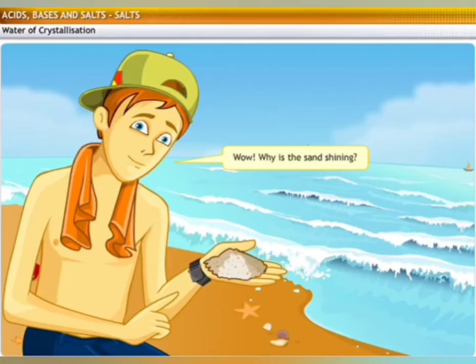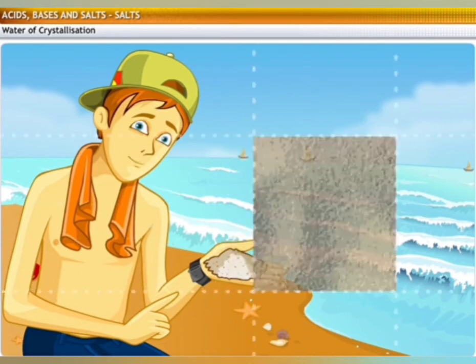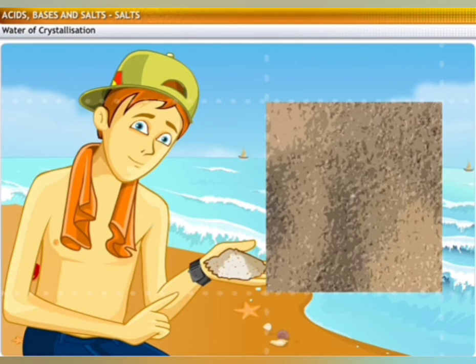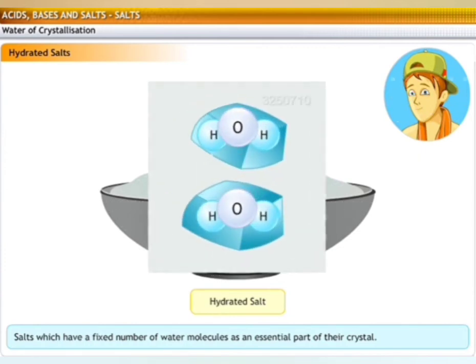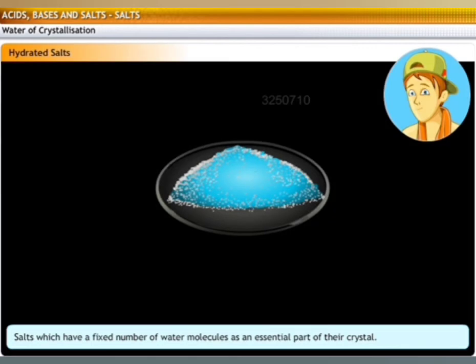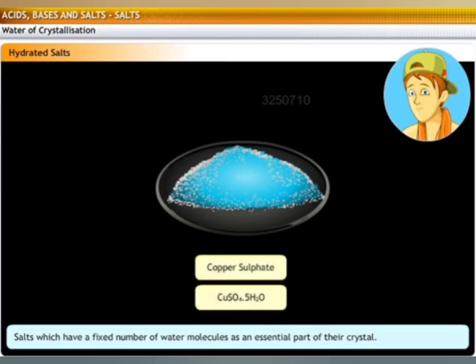Why is the sand shining? Did you observe that it is crystalline? Similar to sand grains, salts also have a crystalline structure. Moreover, some salts have a fixed number of water molecules as an essential part of their crystal. These water molecules which form the part of the crystal are called water of crystallization, and such salts are called hydrated salts. For example, in your laboratory, the blue-colored copper sulfate is copper sulfate pentahydrate.